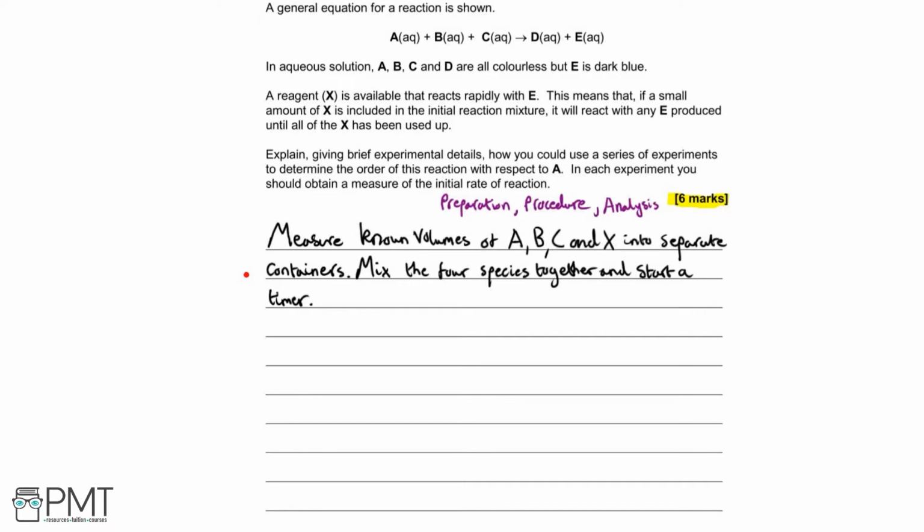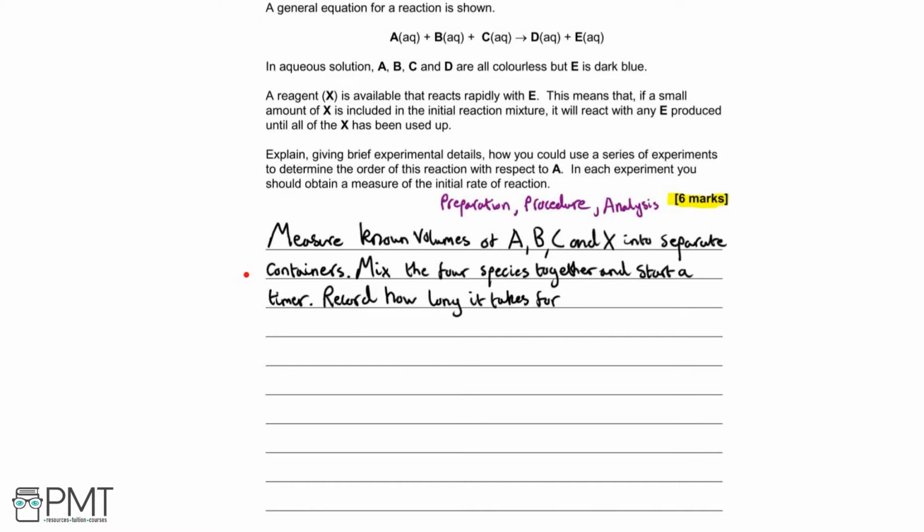Once all the X has been counteracted, the E is being produced and causing a change in color. That provides a visible change that we can time in order to give us an idea of how quickly the rate of reaction is going. So that gives us our next step. We're going to record how long it takes for the blue color to appear.